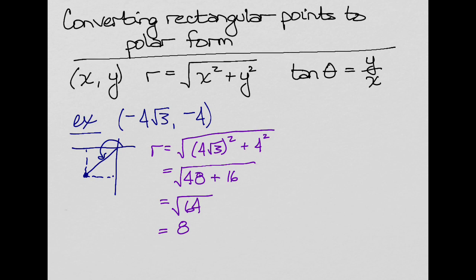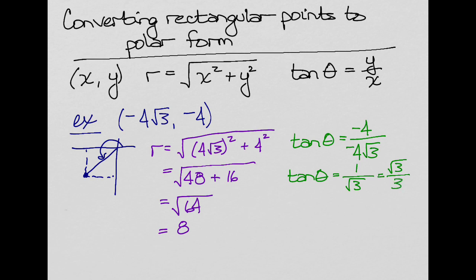Now we need a theta. And we got tangent theta is y over x. We can simplify that. Let's see, negative divided by negative is positive, 4 divided by 4 is 1, so 1 over root 3. If you like the rationalized version, it's root 3 over 3.